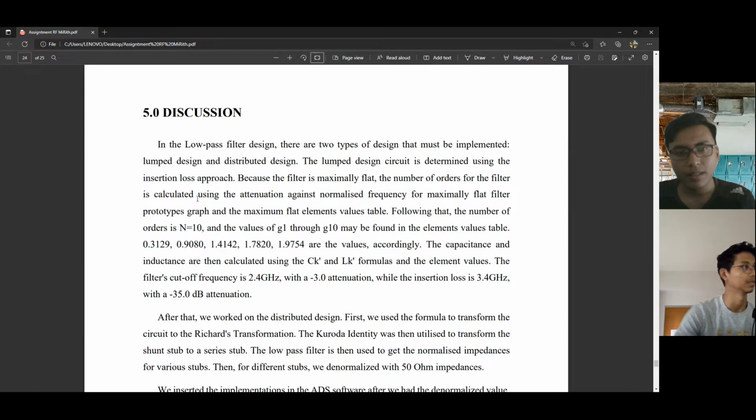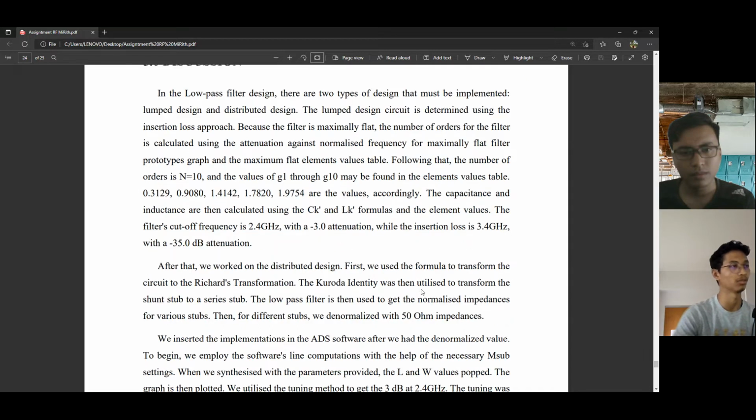For the discussion part, in the low pass filter design, there are two types of design that must be implemented, which are the lump design and the distributed design. The lump design circuit is determined using the insertion loss approach. Because the filter is maximally flat, the order of the filter is calculated using the attenuation and the normalized frequency graph and the maximally flat level. Following that, we get the value of N and the G values, and then from the G values, we get the capacitor value and the inductor value.